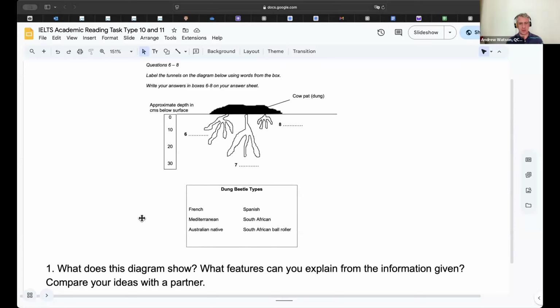So, what features can you explain from the information given? I'm not sure, but it's about how deep the tunnels are according to the different type of beetles that there are. Right. So it could be the depth of the tunnels produced by these beetles. Yeah, that's right.